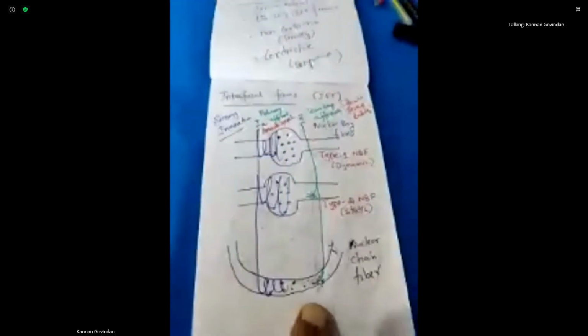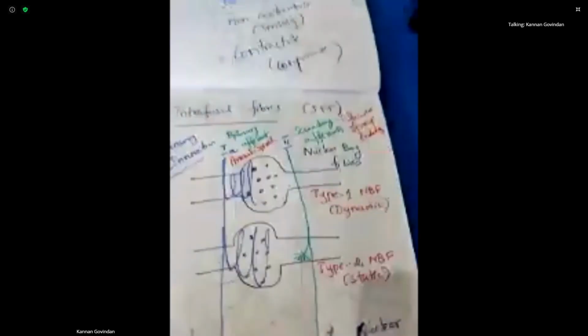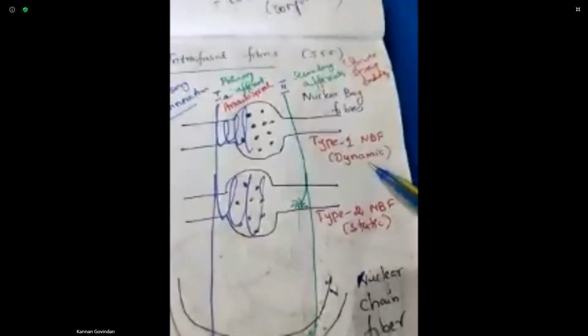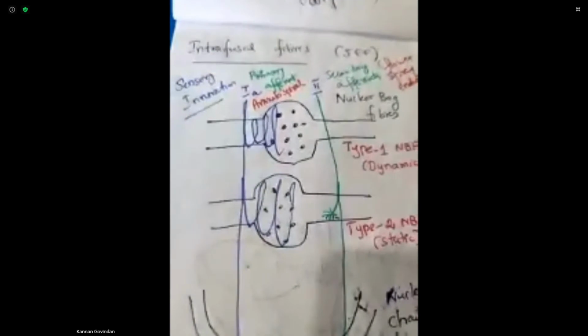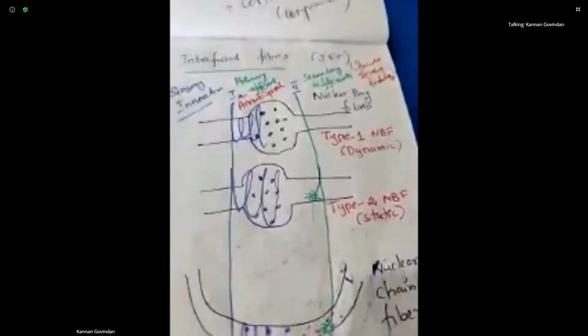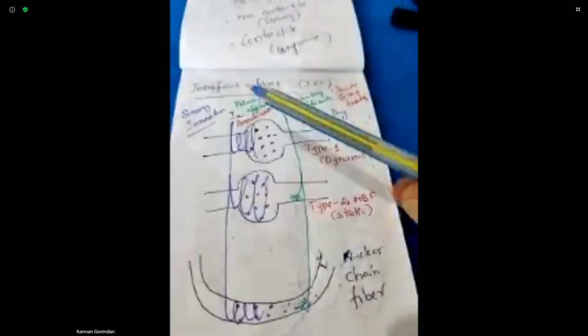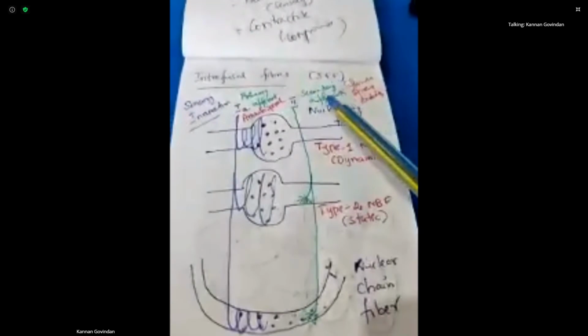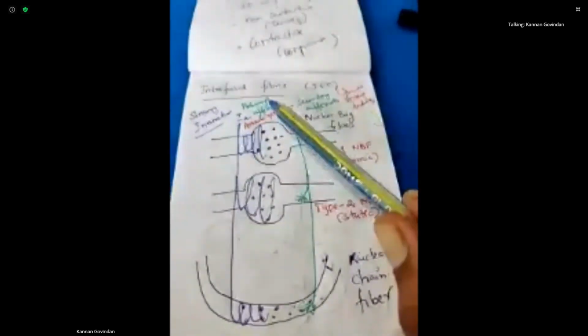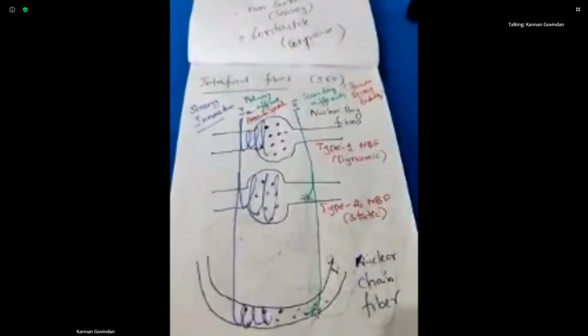We have two types of nuclear bag fibers. Type 1 nuclear bag fiber, or dynamic nuclear bag fiber. Type 2 nuclear bag fiber, or static nuclear bag fiber. Now coming to sensory innervation of the muscle spindle, we have two types of afferent, 1A afferent and type 2 afferent. Otherwise, primary afferent endings and secondary afferent endings.